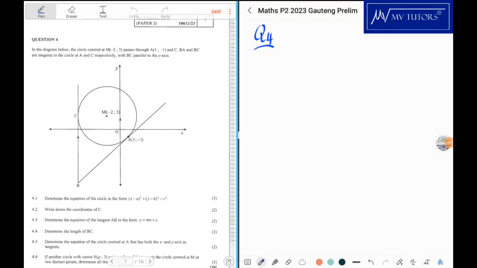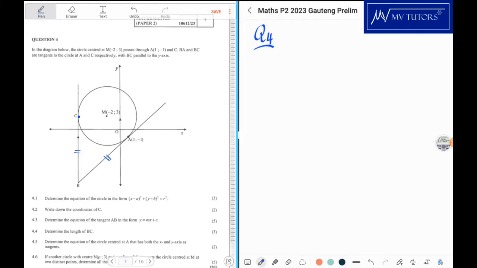Question 4. In the diagram below, the circle centered at M passes through A and C. BA and BC are tangents to the circle at A and C respectively. BC is parallel to the y-axis. Okay, so just by looking at BC and BA, it's safe to conclude that actually they have the same length.